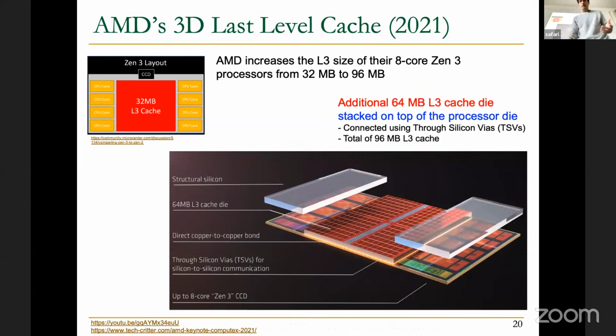Or in this slide, we have another example. This one is a little bit more recent, from 2021, where AMD increases the L3 size by placing one layer of L3 on top of the processor, as you can see. Well, you can see it here on this left part of the picture, but also right here in this 3D representation that is pretty nice.